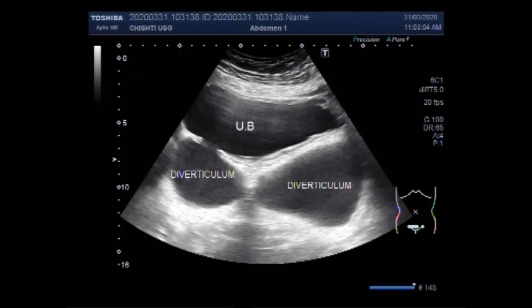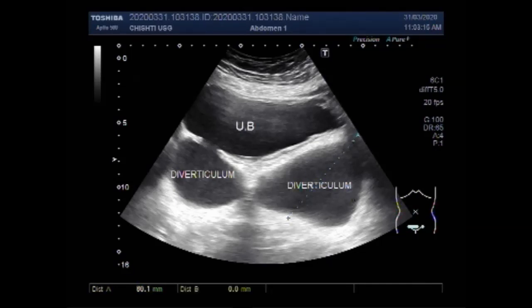Now you can see both the diverticulum seen on either side of the urinary bladder, lower portion of the urinary bladder.